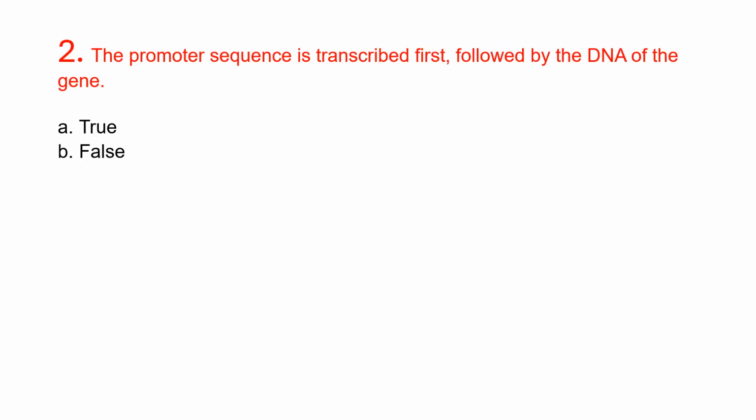Number 2, true-false. The promoter sequence is transcribed first, followed by the DNA of the gene. And this would be false. Obviously, the promoter sequence is not transcribed at all. Only the DNA that's part of the actual gene is going to be transcribed into the mRNA.